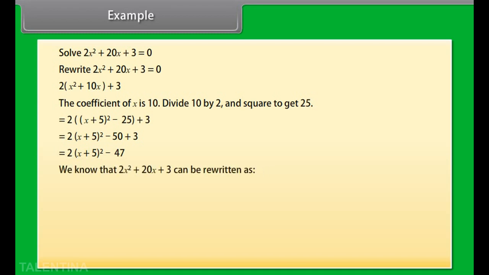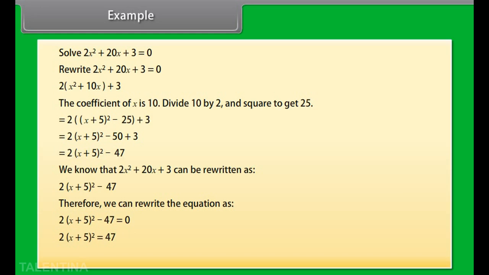We know that 2x² + 20x + 3 can be rewritten as 2(x + 5)² − 47. Therefore, we can rewrite the equation as 2(x + 5)² − 47 = 0. So 2(x + 5)² is 47. Now dividing both sides by 2, we get (x + 5)² is equal to 23.5.